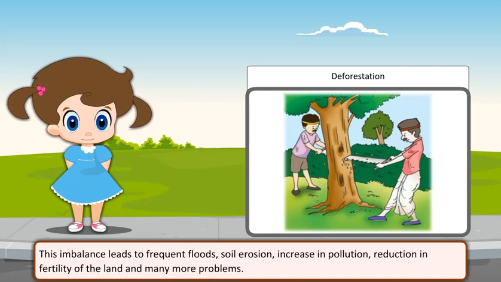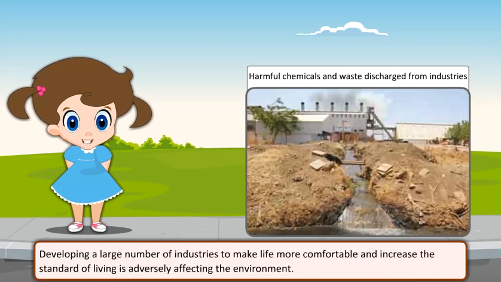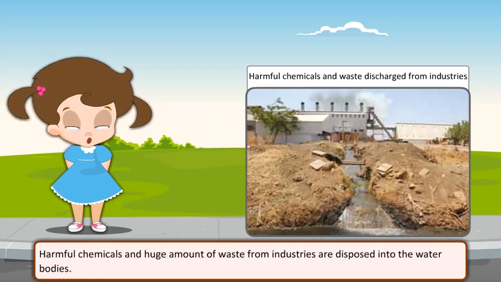Developing industries, industrialization. Developing a large number of industries to make life more comfortable and increase the standard of living is adversely affecting the environment. Various harmful gases are being released into the atmosphere by these industries which pollute the air. Harmful chemicals and huge amount of waste from industries are disposed into the water bodies.